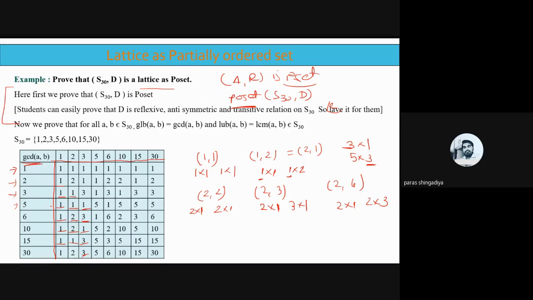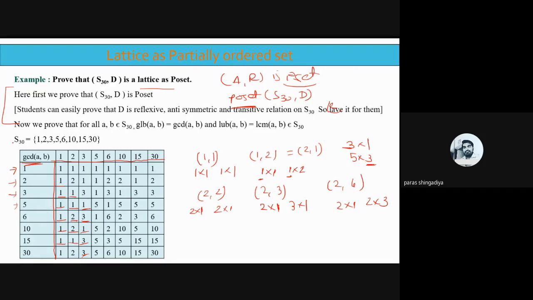Then 5 with 15. So again we get 5 as the answer. Okay, 5 into 1 and 5 into 3 is 15. So common divisor 5 है उसमें. And 5 and 30. So 5 into 1 and 6 into 5 is 30. So 5 is the common divisor. Clear? So the answer is 5.